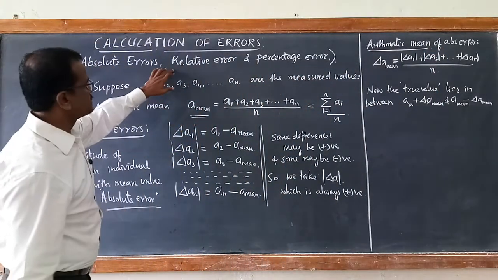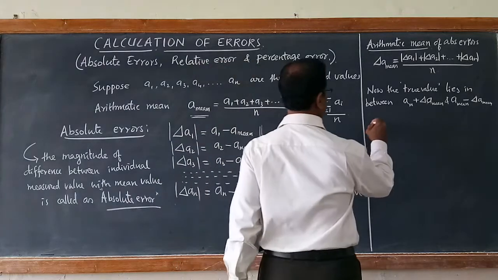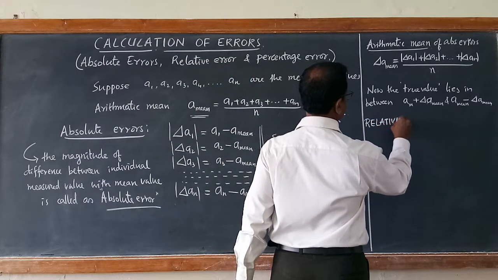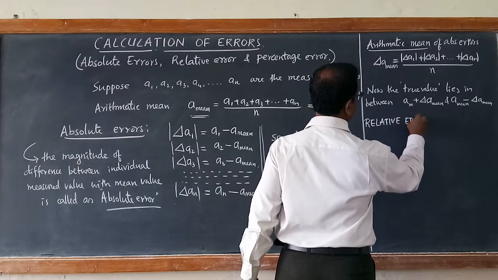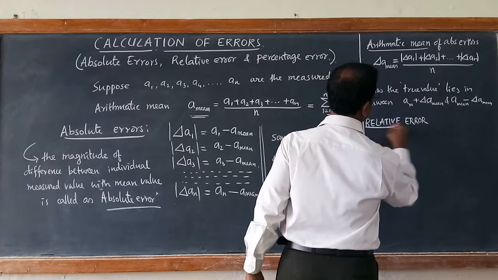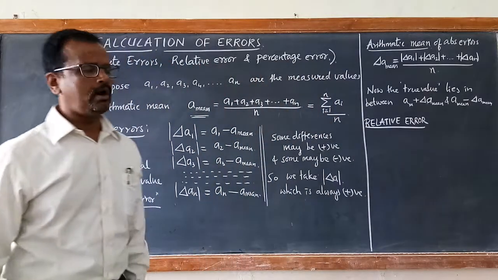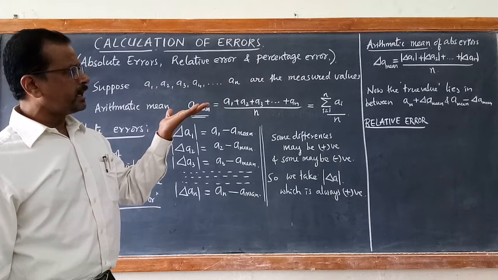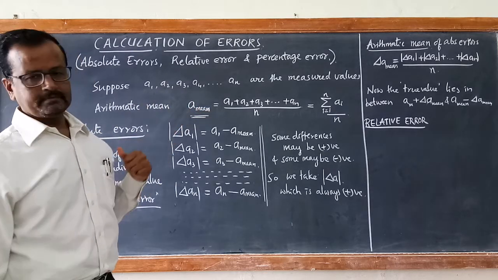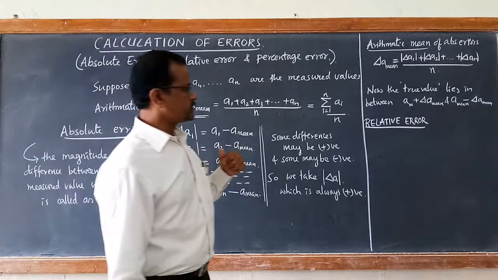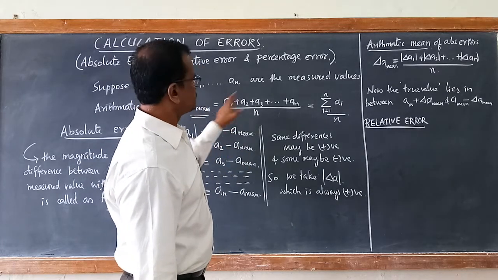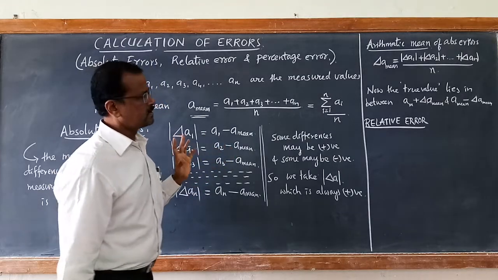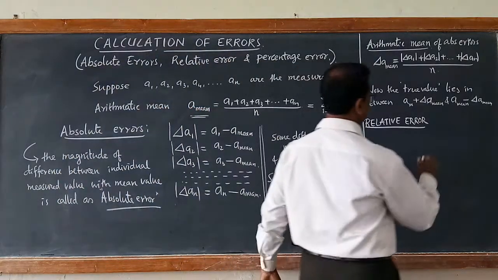Now we calculate what is relative error. Relative error is the ratio of delta A mean to A mean. Ratio of delta A mean to A mean. This ratio gives us relative error.